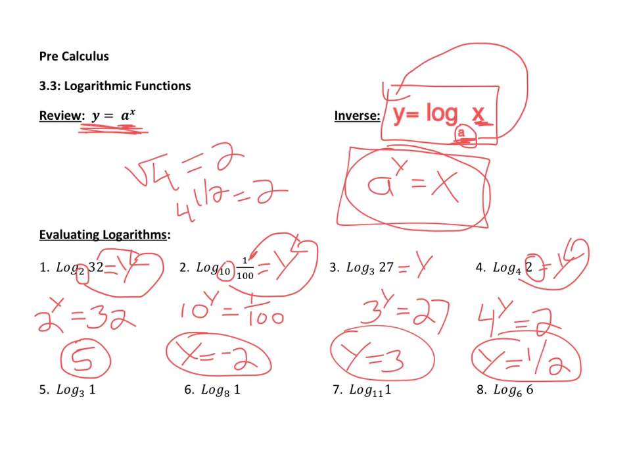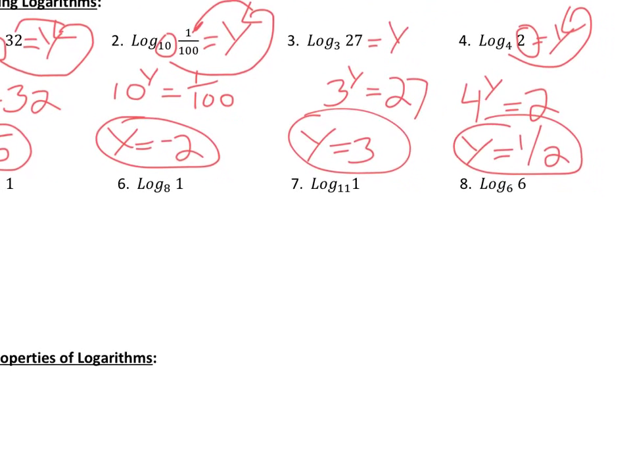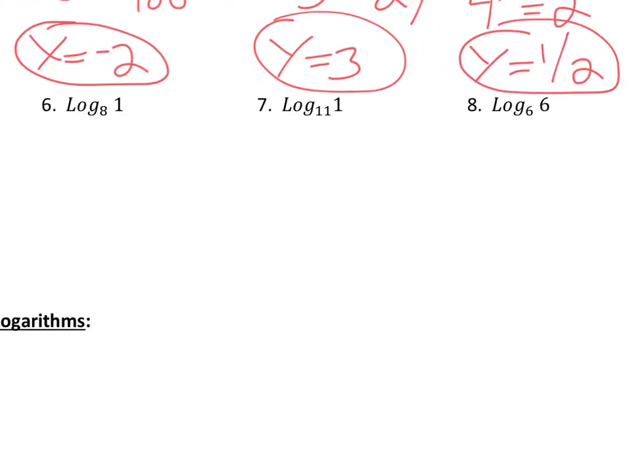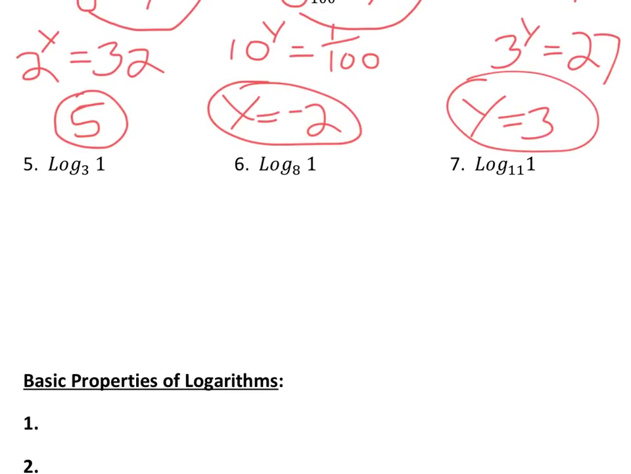I'll do the last 4 real quick. 5, 6, and 7, the one thing that we notice, make this even a little bigger, is that the argument is 1 for 5, 6, and 7. So I'll have these grouped together. Now I'm going to do the first one. You should be able to see the answer for 6 and 7. So if I set this equal to y, this is going to be 3 to the y equals 1. Well, when we do exponents, anything raised to the 0 power equals 1. So the answer to this is 0.